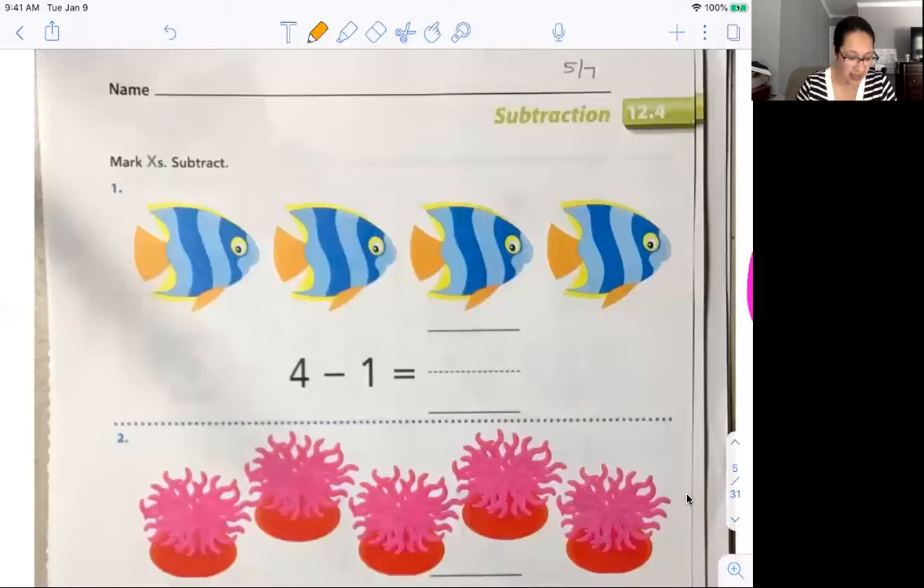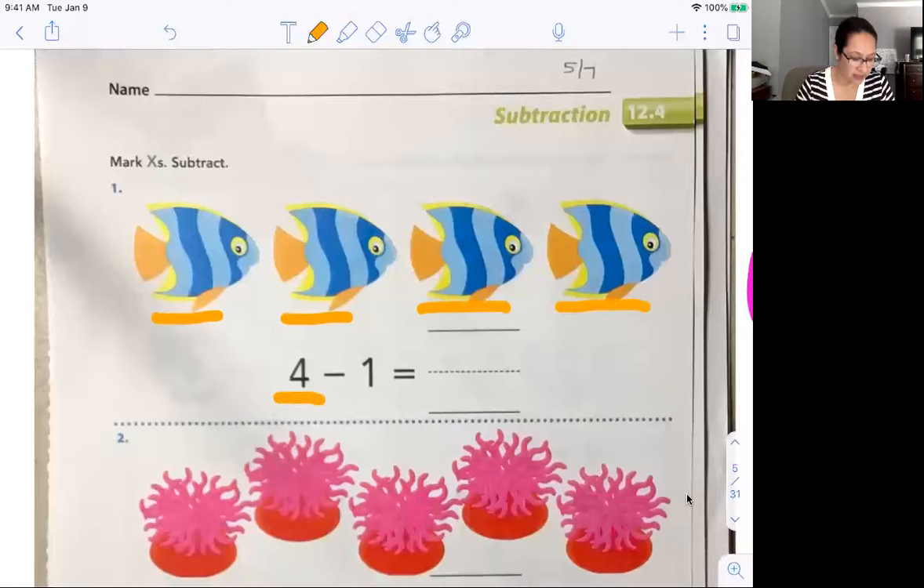Now look, how many fishes are there? Look at this number. Are there 4 fishes? Count them. 1, 2, 3, 4. Yes. So this first number and the amount of fish that are there, they match, right? So we're doing good so far.